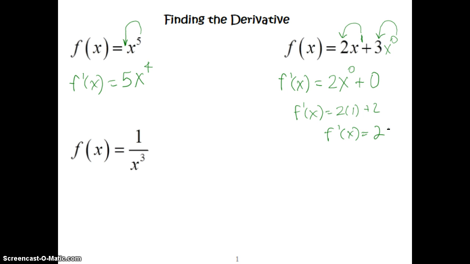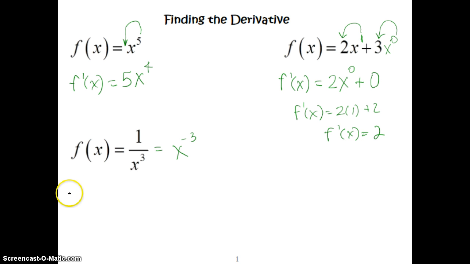Lastly, we're going to look at f of x equals 1 over x cubed. So to find the derivative of that, I find it simplest to first rewrite this not in a fraction, just with a negative exponent. Remember, when you have anything in the denominator, you can put it in the numerator with a negative exponent. So we can rewrite this, instead of 1 over x cubed, as x to the negative 3.